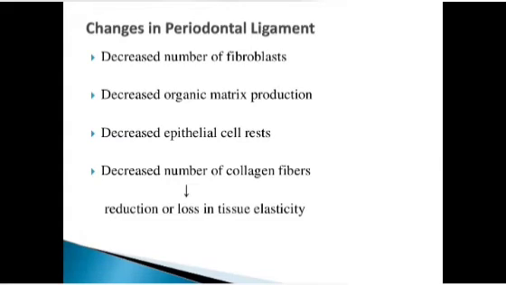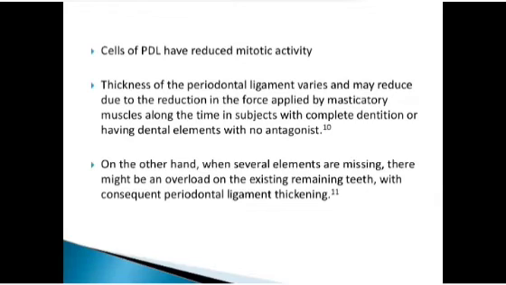Now changes in the periodontal ligament. There is decreased number of fibroblasts, decreased organic matrix production, decreased epithelial cell rests, and decreased number of collagen fibers, which leads to reduction or loss in tissue elasticity. Then cells of the PDL have reduced mitotic activity.